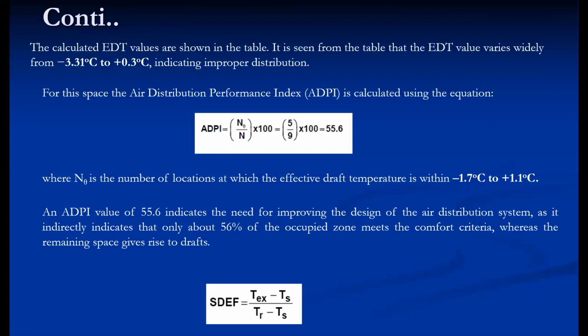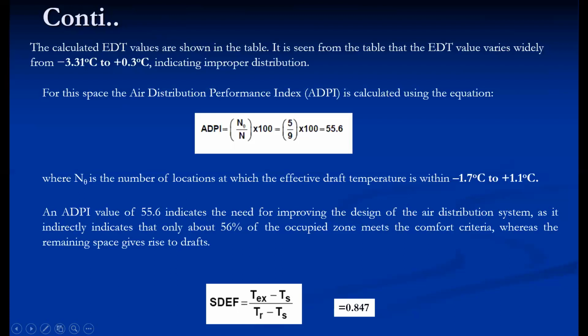Then the SDEF value, that is space diffusion effectiveness factor. The supply temperature is given as 17 degrees Celsius, exhaust temperature is 22 degrees Celsius, and room temperature is the average of all DBT values, which comes to around 22.9 degrees Celsius. So again, the SDEF value comes less than 1, that is 0.847. Two values are given in the numerical statement, and room temperature we can take as the average value of all DBT values.